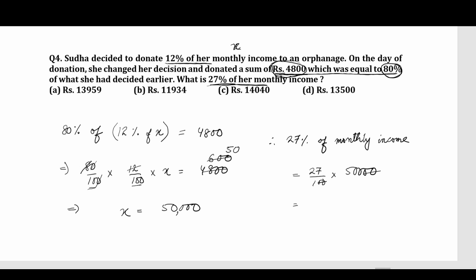5 7s are 35, 5 2s are 10, 13, 0 0, 13,500. Option D.